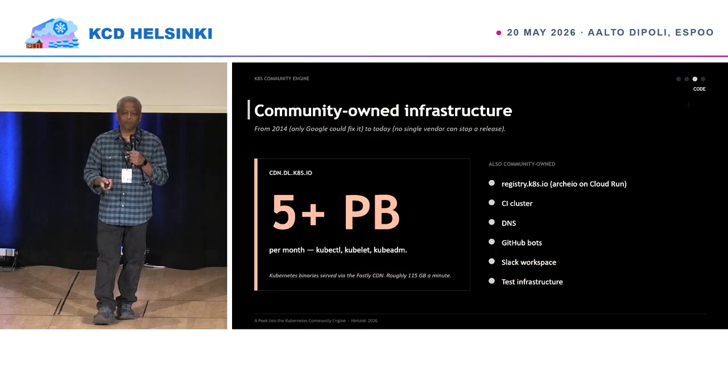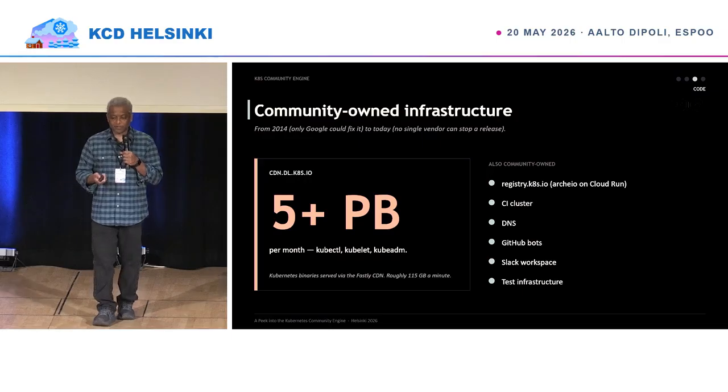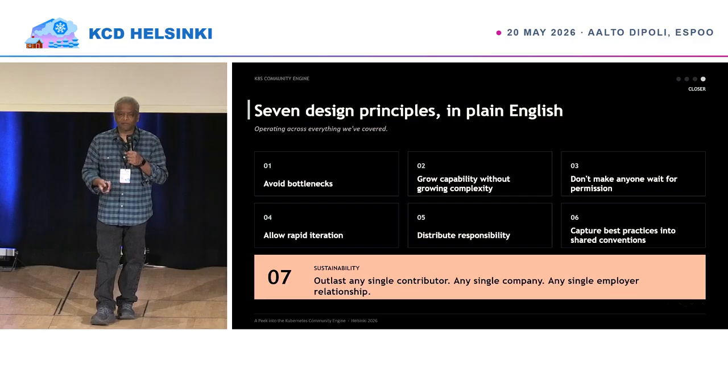We have community owned infrastructure. People use the infrastructure, like just the kubelet and API server and kubeadm and things like that, 115 GB per minute, right? So that's massive.